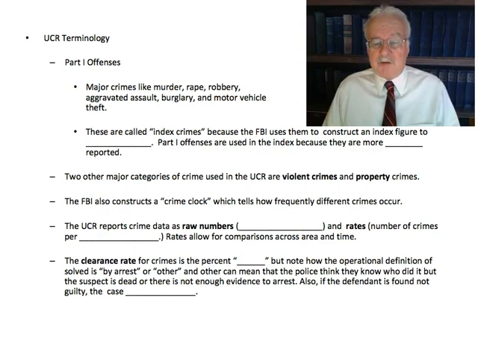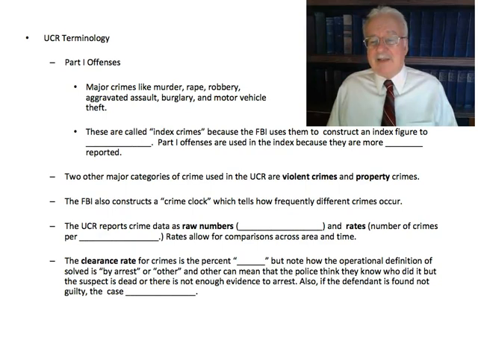The first way is as raw numbers. And raw numbers is the actual count. So, for instance, I'll be hypothetical here, but let's talk about a city. Let's say that there were 6,712 robberies in that city. Right? That is the raw number.